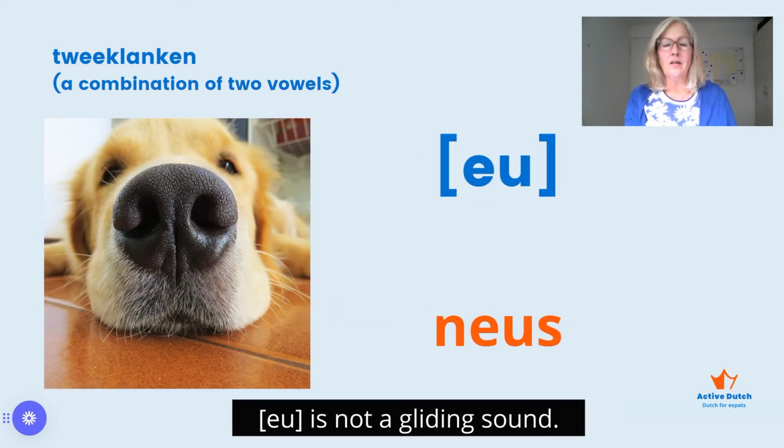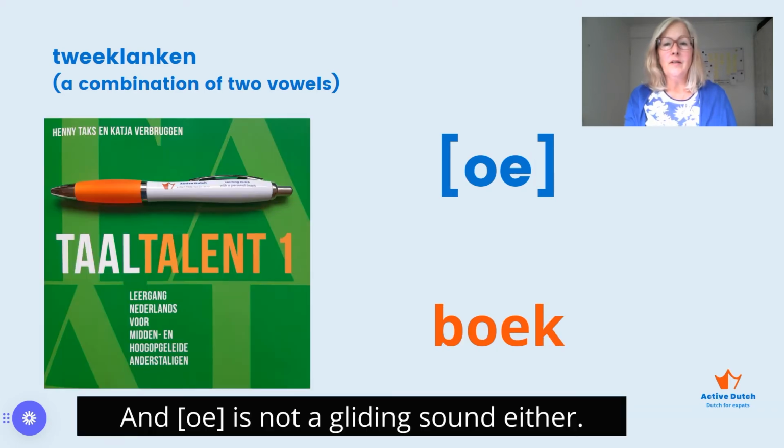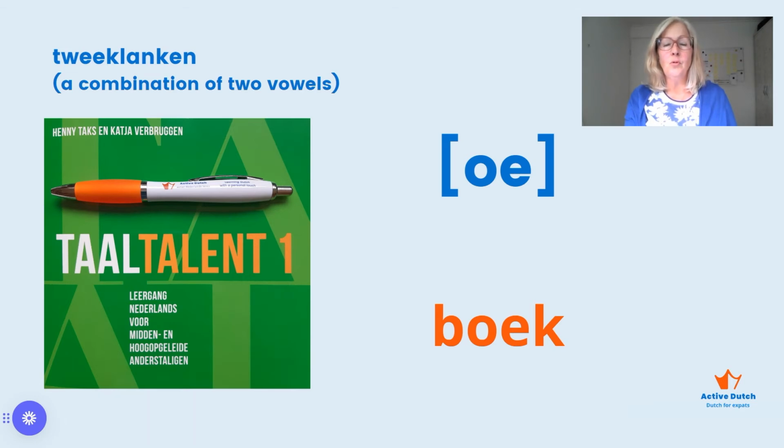Eu is not a gliding sound. Neus. Oe is not a gliding sound either. As in boek.